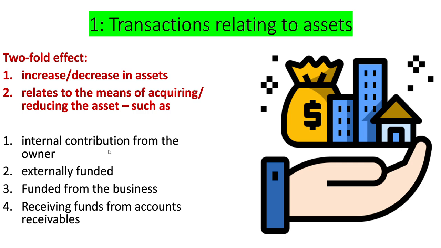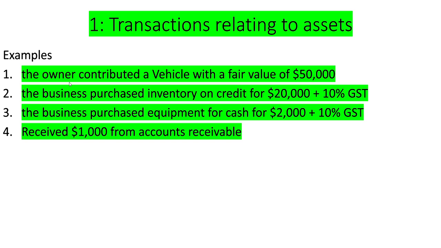Now, it could have come internally from the owner, and therefore that brings into play capital and drawings. It could have been externally funded, so we could have borrowed funds from a bank in the form of a loan or a mortgage. It could have been funded from within the business, so that's where we're swapping one asset for another by using cash at bank. Or we could simply be receiving cash from our accounts receivable from a previous credit sale. So here we have 4 transactions that we know affect an asset.